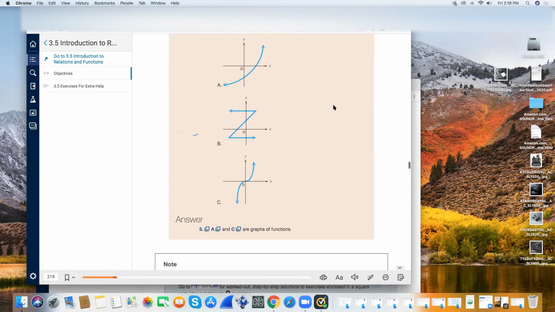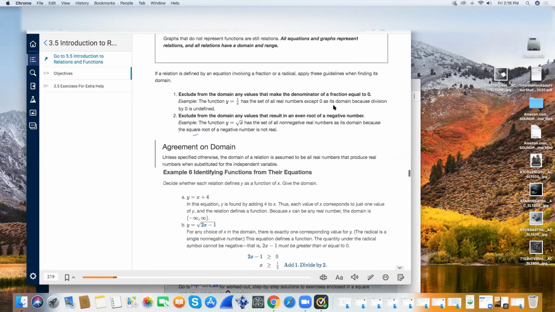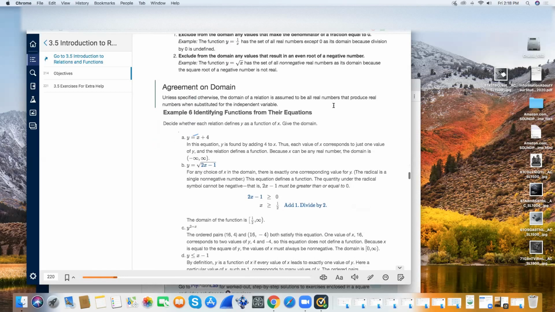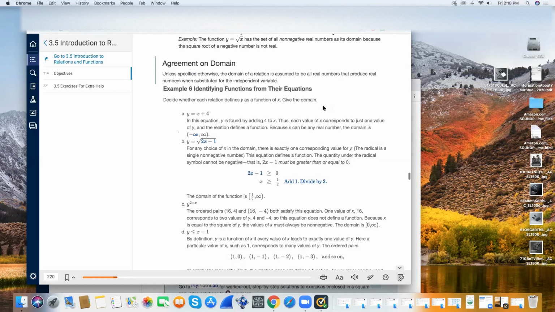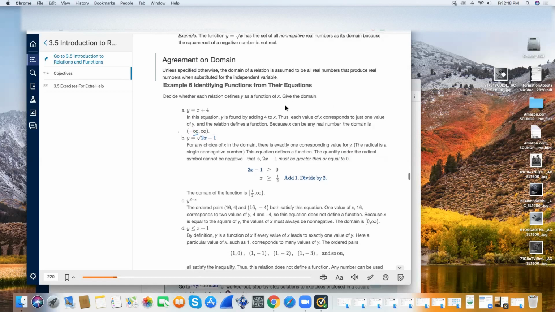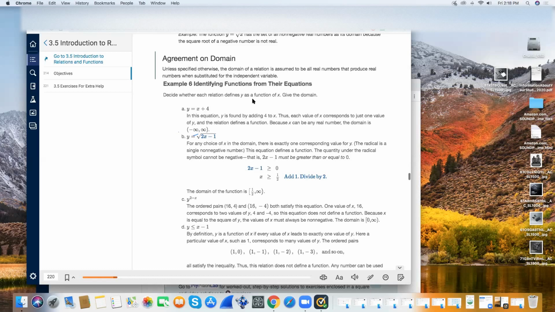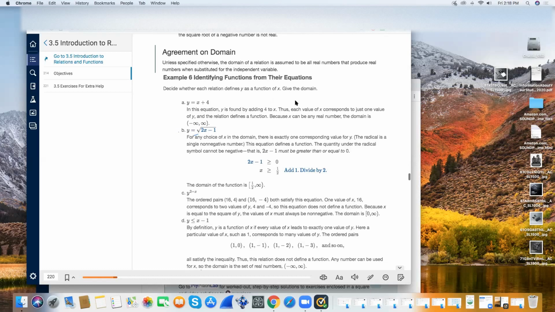Any other questions? A little bit down, because the question is even further down. Example 6, identifying functions from their equations. Decide whether each relation defines y as a function of x given the domain. Basically, as we saw earlier, you have some y and some x. For each value of x, there is a unique value of y.